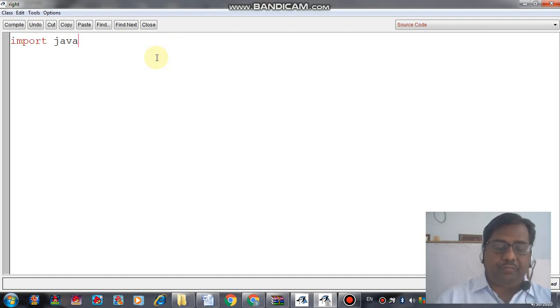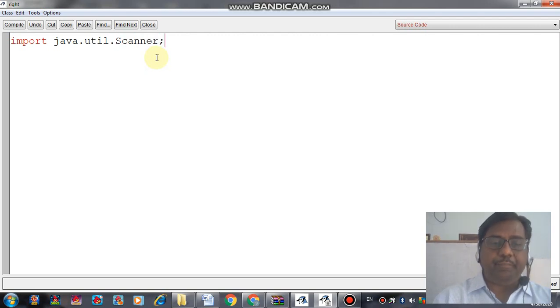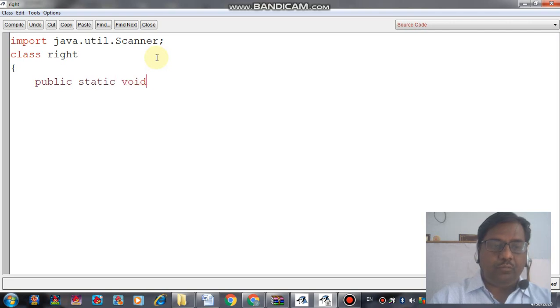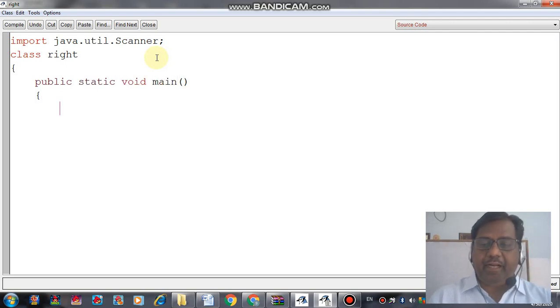That is import java.util.*; Now you are supposed to create a class by the name of right. The spelling should be the same. You will open the curly bracket and with a tab you will write public static void main, bracket open and close, and you will open the curly bracket.